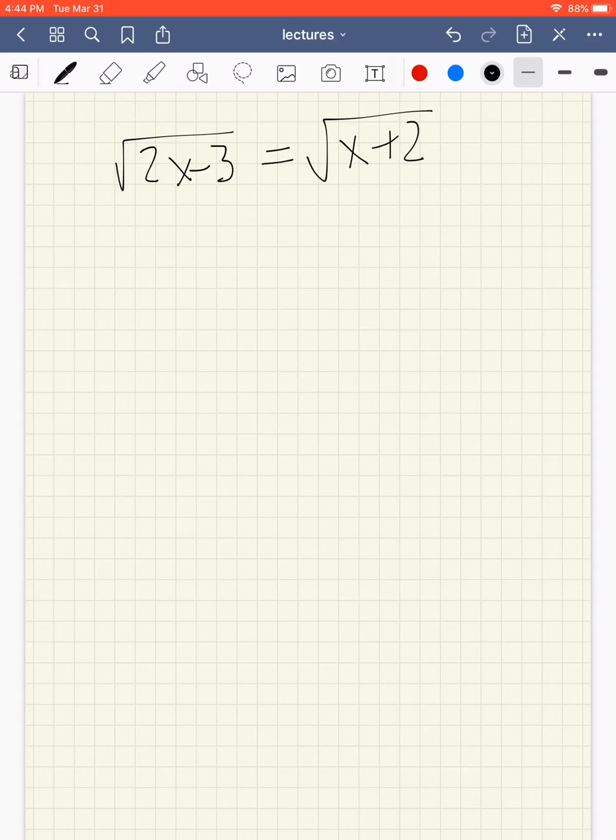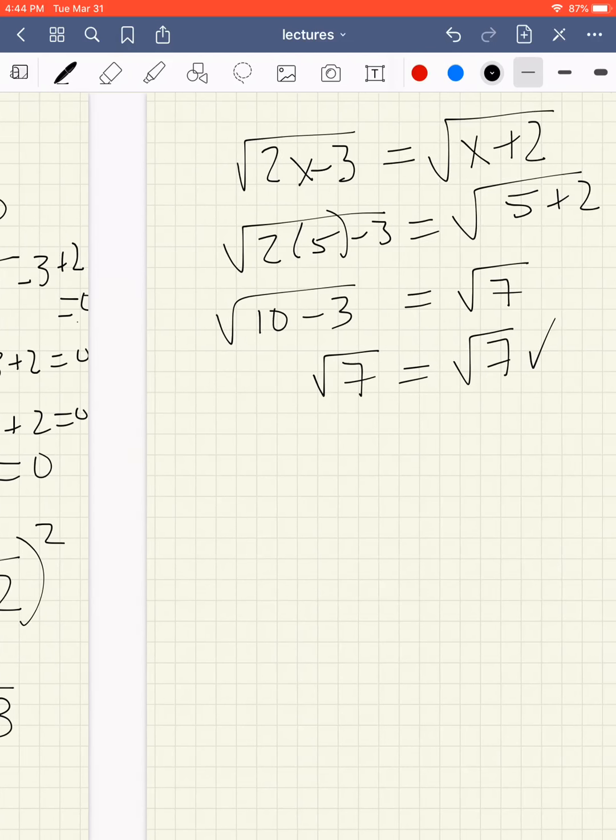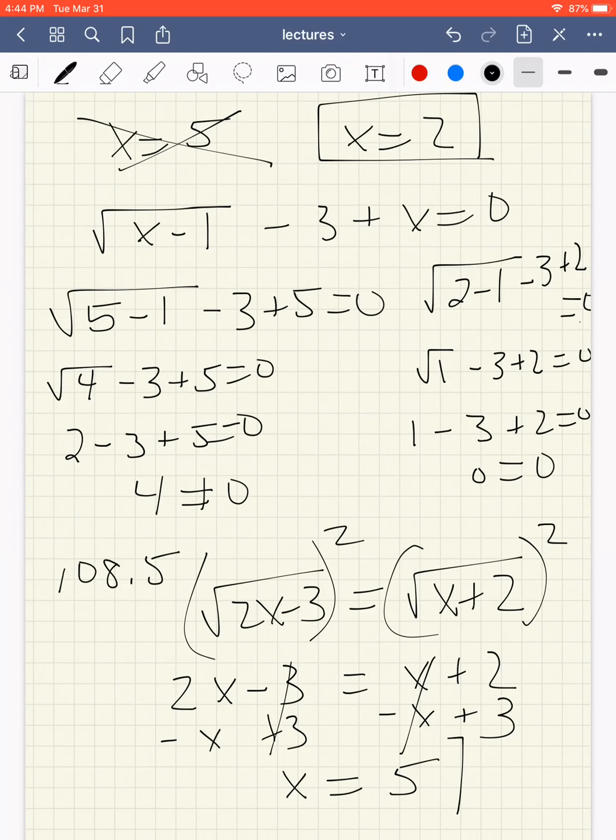I hate to count off half because people don't check. So the square root of 2 times 5 minus 3 had better be equal to the square root of 5 plus 2. Excuse me, I was thinking ahead of myself. That's 10 minus 3. So it's the square root of 7 is equal to the square root of 7. So it checks. And we can go back here and circle this answer.